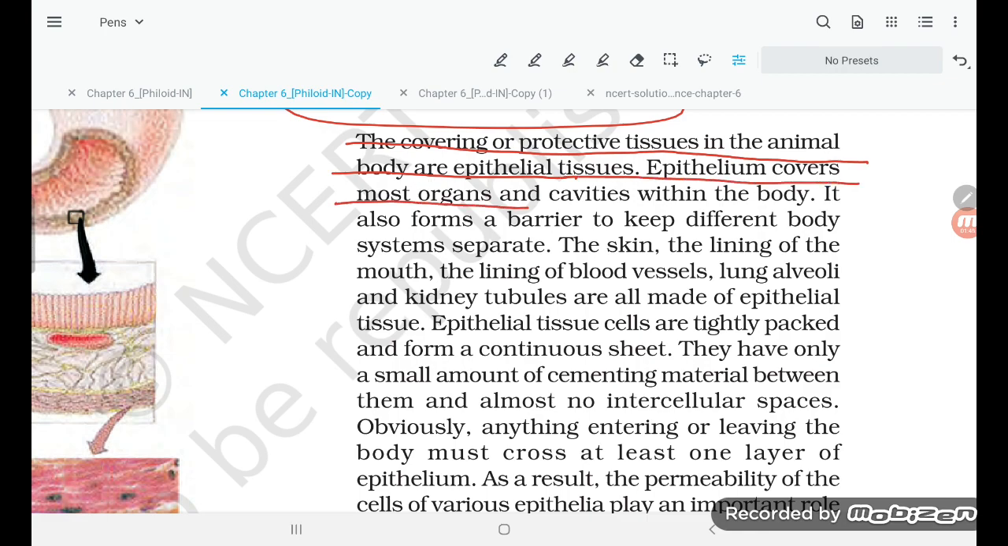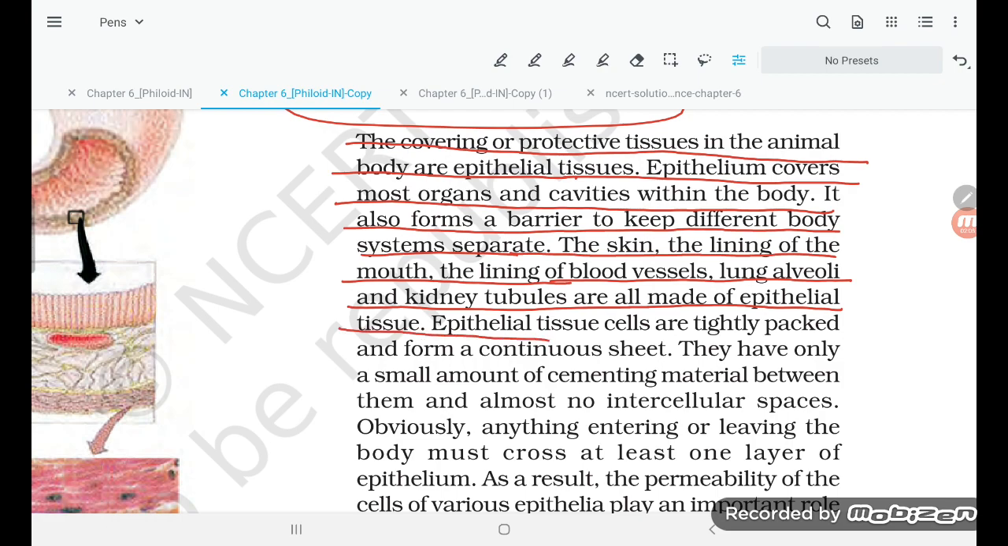Epithelium covers most organs and cavities within the body. It also forms a barrier to keep different body systems separate. The skin, the lining of the mouth, the lining of the blood vessels, lung alveoli, and kidney tubules are made up of epithelial tissue.